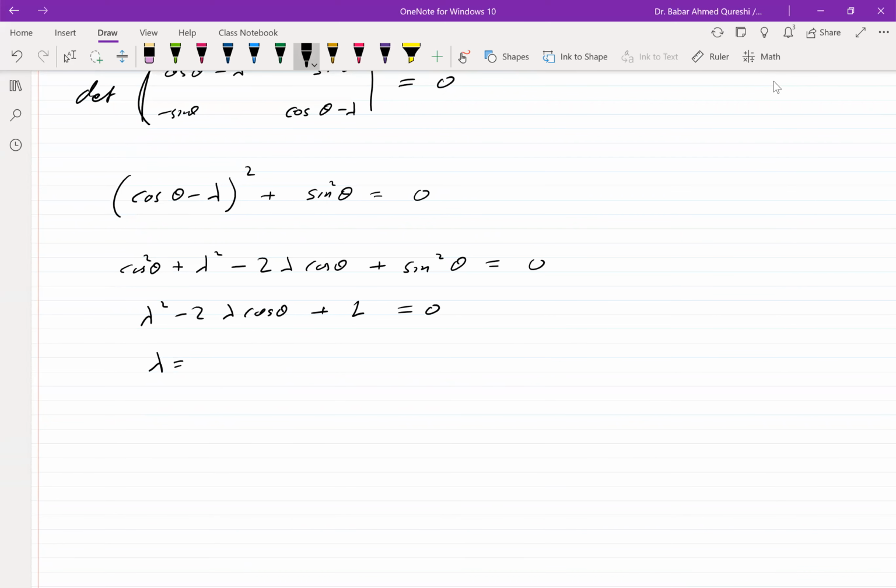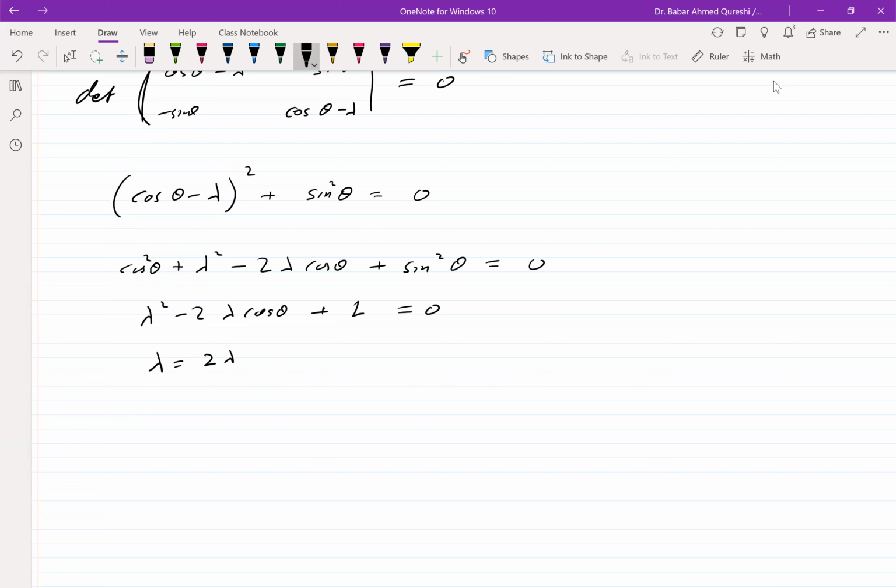What will come? I just wanted to do it. Sir, we will do it with the quadratic formula then. Yeah, that's what I wanted to complete. So b, what is in it?